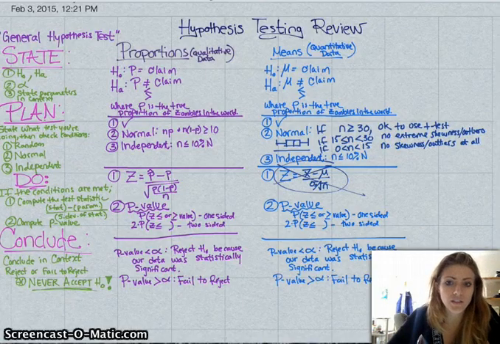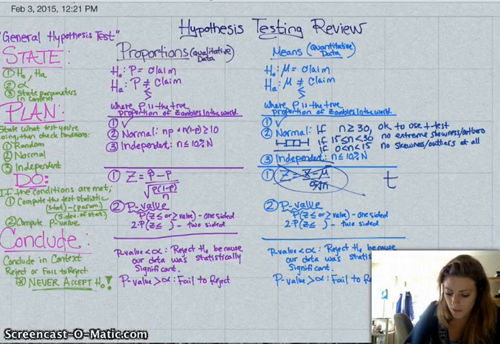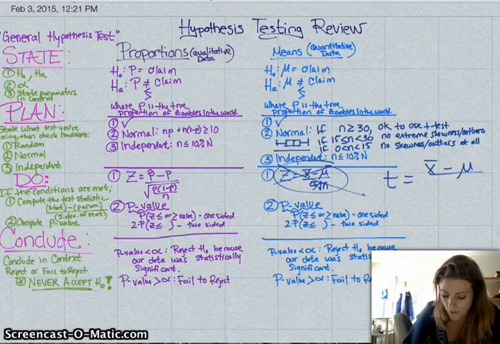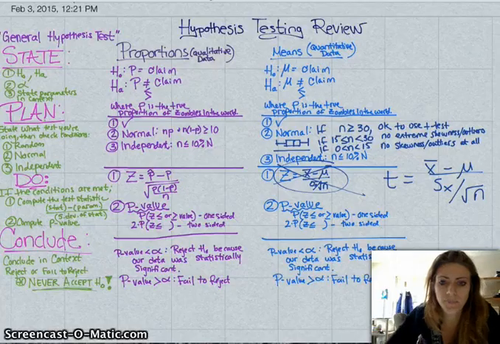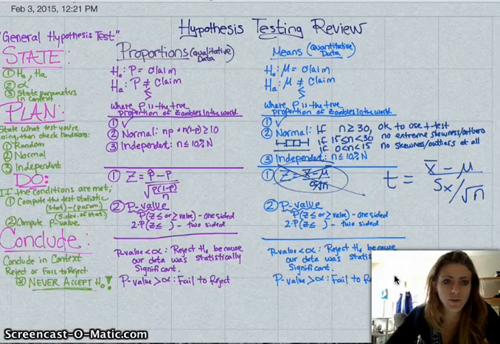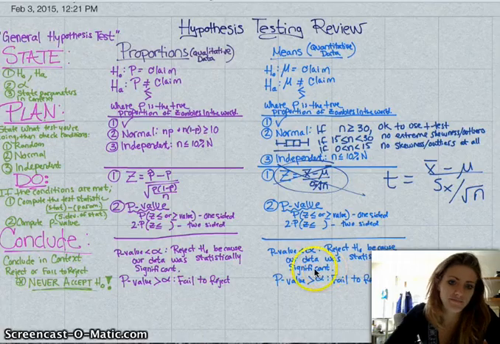If we don't know sigma, then we're going to be using the t-distribution, which is x bar minus mu, but instead of having sigma over root n, we are using our standard error instead, s over square root of n. So that's your test statistic. The rest of it's the same. You find your p-value either using the z table or the t table, and then you conclude in context.